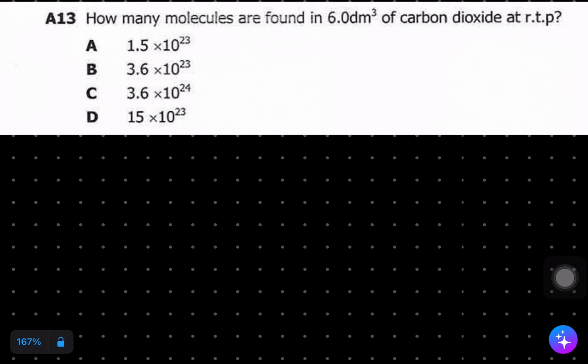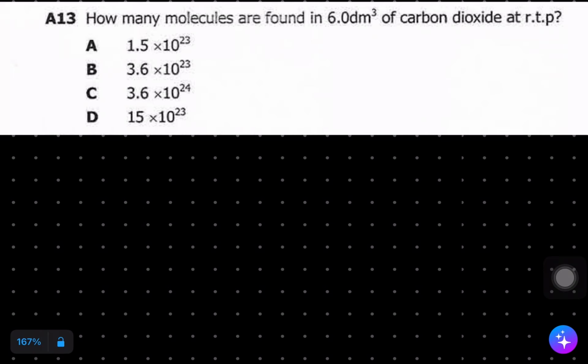So in question 13, we have: how many molecules are found in 6.0 dm3 of carbon dioxide at RTP? This question came from November 2019. It was about Avogadro's constant. I hope you're able to remember that Avogadro's constant deals with atoms and molecules.